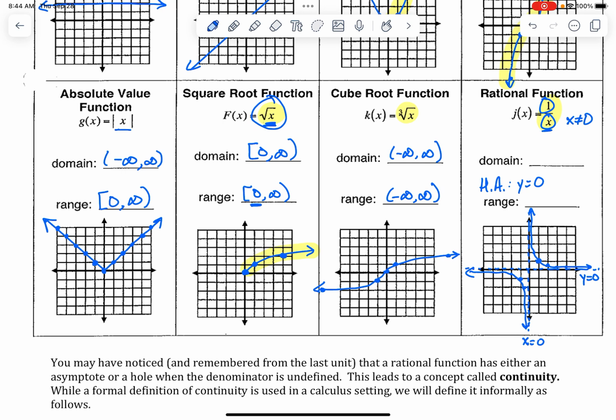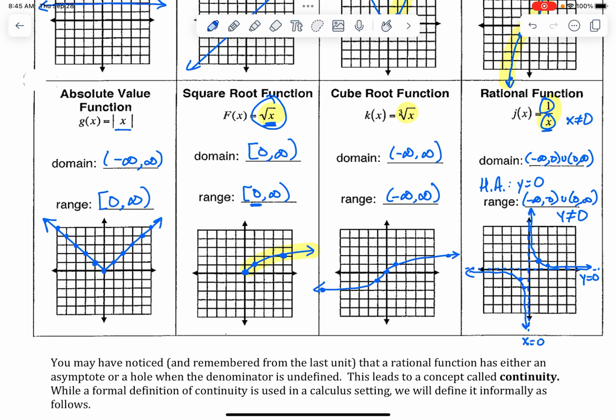So for your domain, you could either leave it as x not equal to 0, but if you want to put it in interval notation, you can write it like this. Negative infinity to 0, 0 to infinity, and it's the same thing for the range, right? Because there's an asymptote, you're not going to actually touch that value. It's a little more complicated to write it in interval notation. It's a little messy, but you could, if you prefer, write it as y can't equal 0. Of course, MathXL prefers interval notation, but it means the same thing, right?